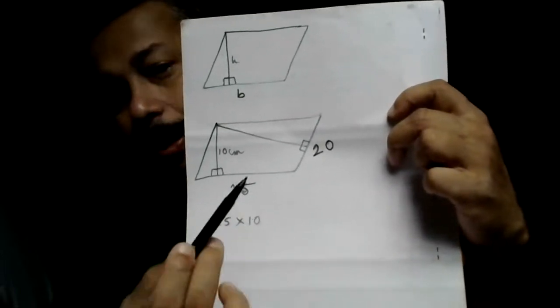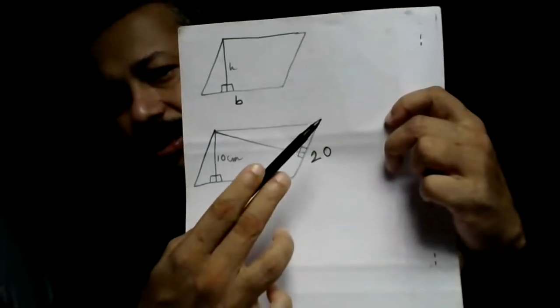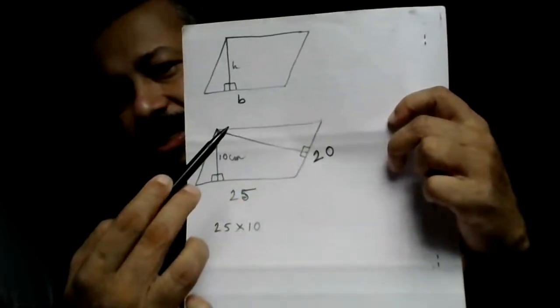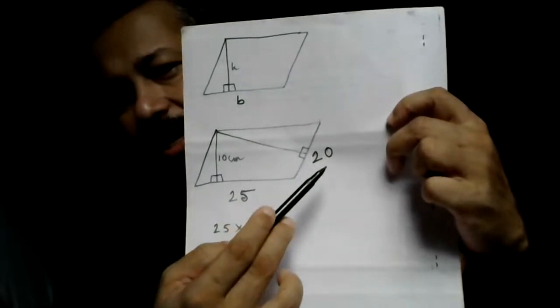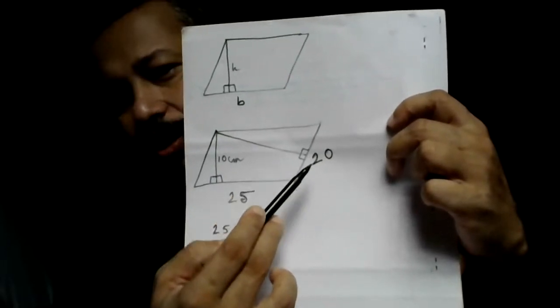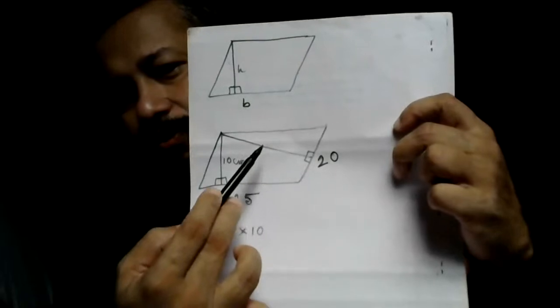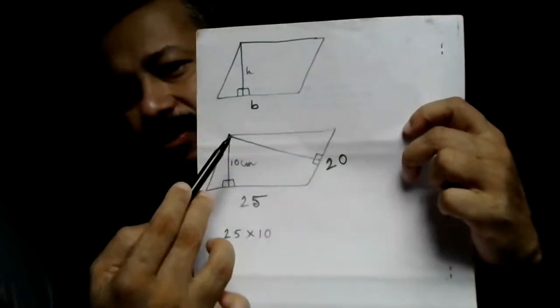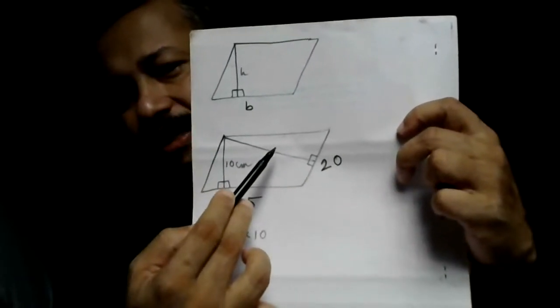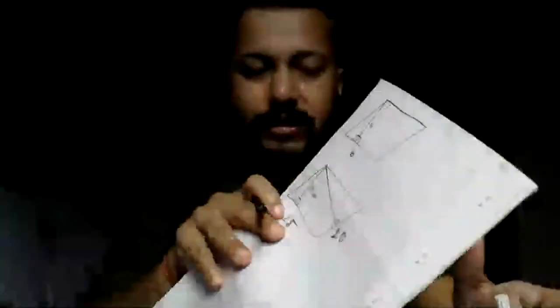But when this is the base, then this is the height, then what will be the area? Area will be base into height. Base is 20, height we do not know. Let the height be x. So what is the area? Area is 20 into x, that is base into height. Height is not there, that's why I'm considering height is x.